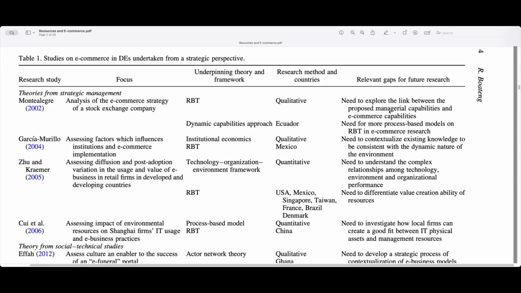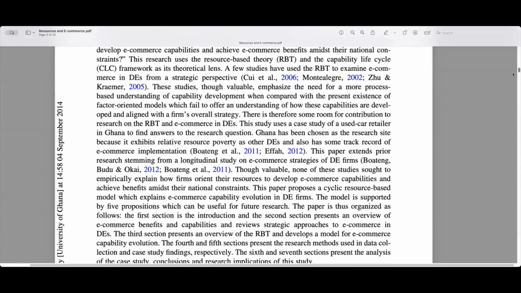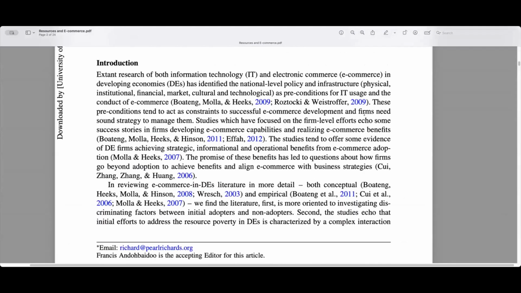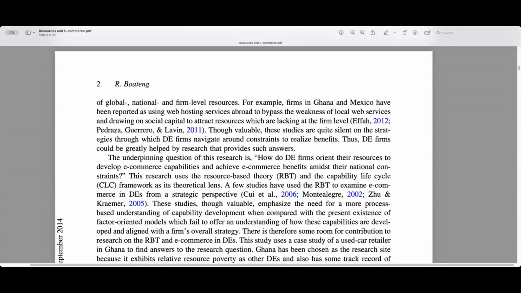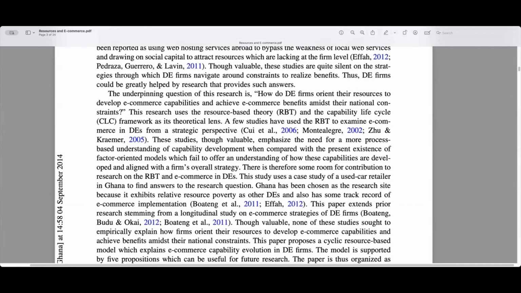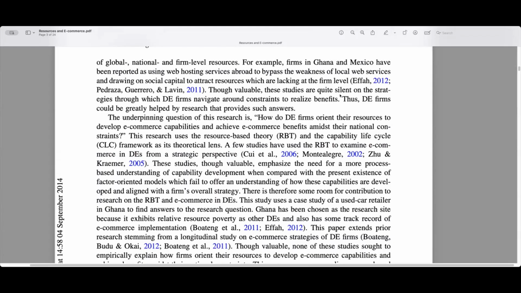So how do you find the relevant gaps? Usually you find gaps by looking at people's introduction. Every introduction of the paper will tell you why there's a gap and what he's trying to address. So a few studies have used e-commerce in a strategic perspective, so you want to address that one. Or they are silent on e-commerce strategy, which they use to get benefits. So that is one. But this guy has tried to solve the problem in this paper.